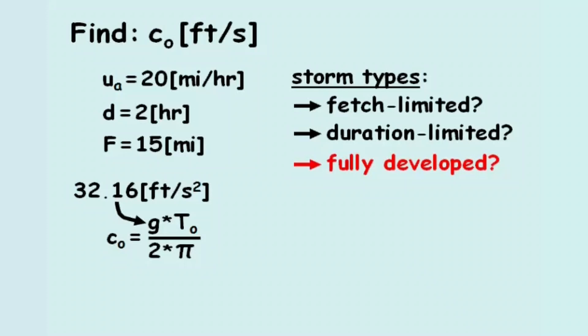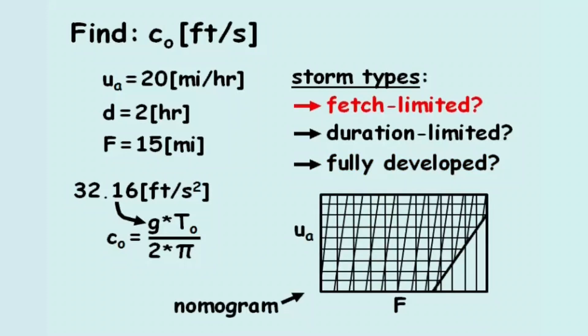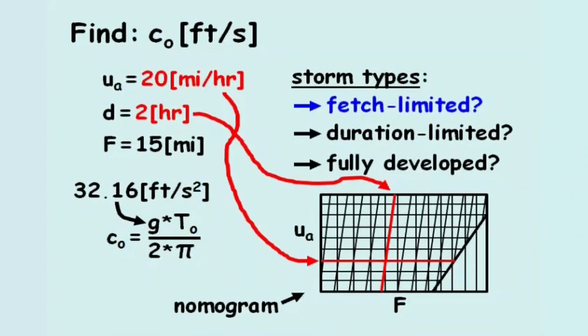To check for a fetch-limited storm, we'll use the deep water wave prediction nomograph for English units, and find the intersection for the lines corresponding to a wind speed of 20 miles per hour and a storm duration of 2 hours. Tracing downward from this intersection, we determine the storm requires a fetch of at least 6.4 miles to fully develop. Since the storm fetch is 15 miles long, this storm is not fetch limited.